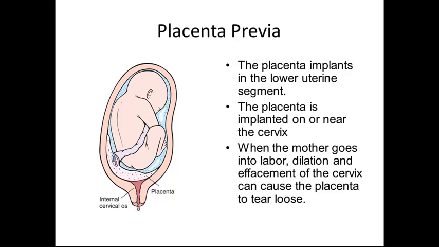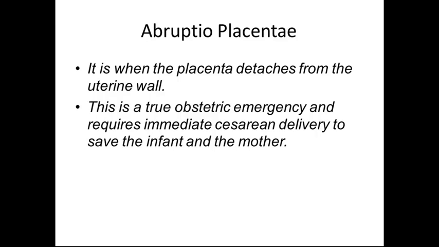Placenta previa. The placenta implants in the lower uterine segment. The placenta is implanted on or near the cervix. When the mother goes into labor, dilation and effacement of the cervix can cause the placenta to tear loose. Abruptio placentae is when the placenta detaches from the uterine wall. This is a true obstetric emergency and requires immediate cesarean delivery to save the infant and the mother.